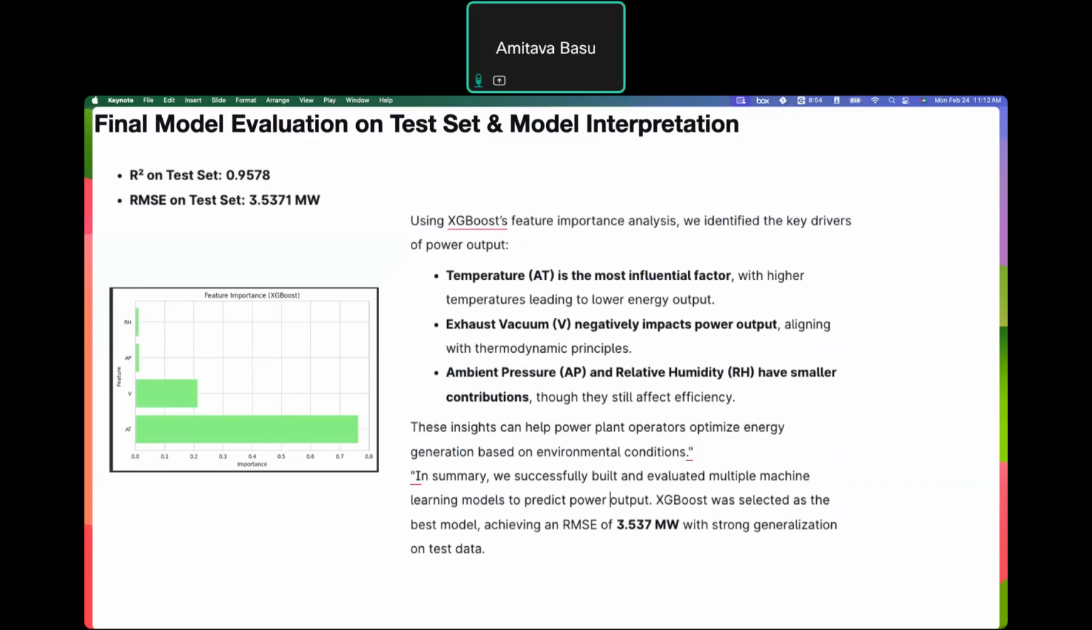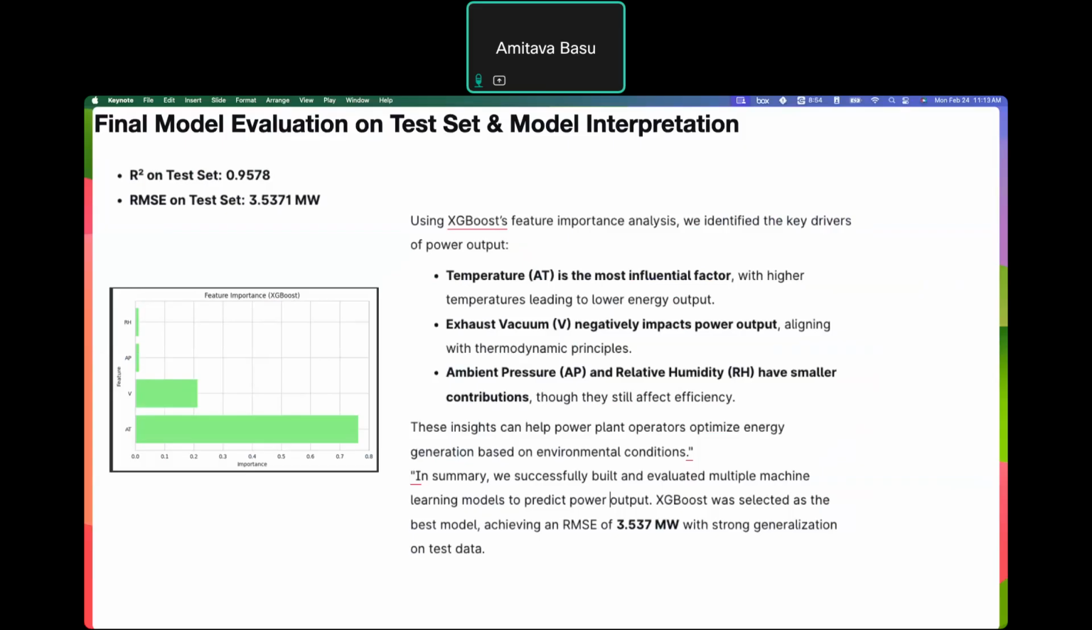Using XGBoost feature importance analysis, now we can identify the key drivers of power output. Temperature is the most influential factor, with higher temperature leading to lower energy output. Exhaust vacuum negatively impacts power output, aligning with thermodynamic principles. Ambient pressure and relative humidity have smaller contributions, though they still affect the efficiency.